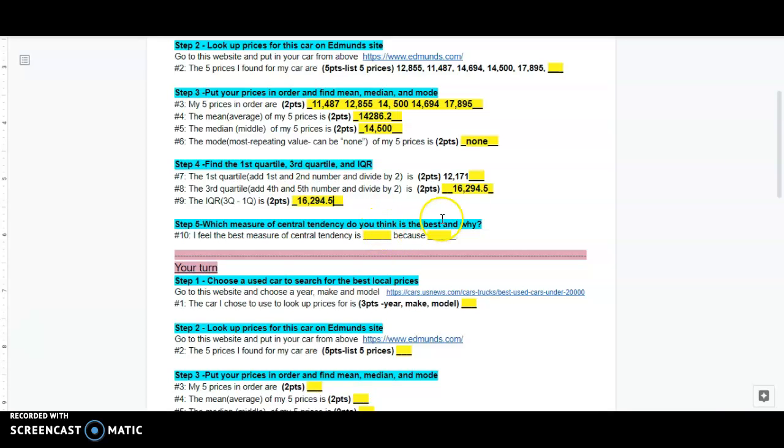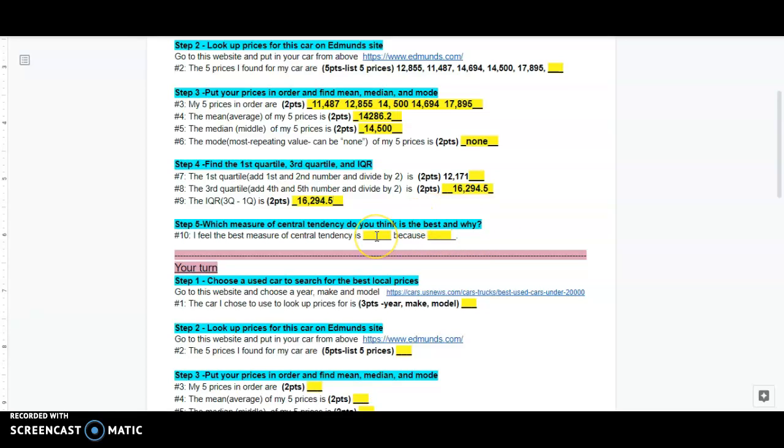So now I get to think, well, which do I think is the best of all these measurements? So what are my measurements of central tendency? Well, I got an average, I got the middle price, I got the mode, and then I got the first quartile and the third quartile on IQR. So which of these prices do you think is the best for me to look at when I'm trying to find out which car I'm going to buy? And then tell me why you think that is.